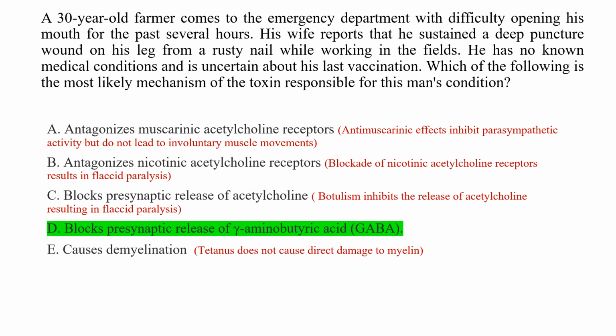Option B is also incorrect because nicotinic receptors are found at the neuromuscular junctions and their blockade leads to flaccid paralysis. Option C is incorrect because blocking acetylcholine release at the neuromuscular junction would also result in flaccid paralysis as seen in botulinum toxin poisoning. And option E is incorrect because tetanus does not involve direct damage to the myelin, but rather it's a neurotransmitter dysfunction. So this option is incorrect as well.